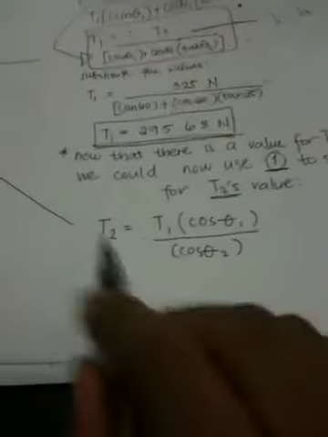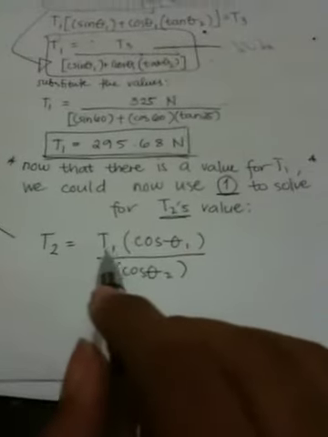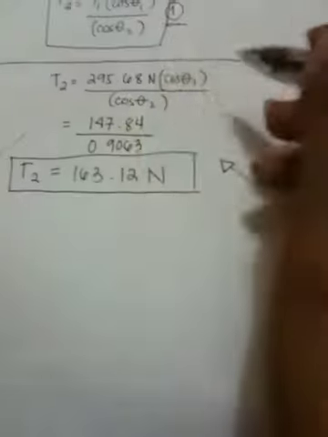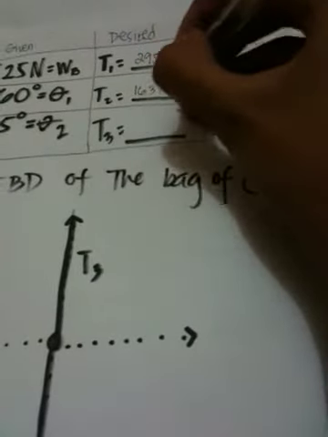So next, now that there's a value for T1, we could now use equation 1 to solve for T2's value. To remember, equation 1 is T2 is equal to T1 cosine theta 1 over cosine theta 2. Solving for this, you will substitute the value of T1, which is 295.68 newtons, times cosine theta 1 over cosine theta 2. After solving, you will arrive at this answer, which is T2 is equal to 163.12 newtons. So we can now write this in the given table, which T2 is equal to 163.12 newtons.